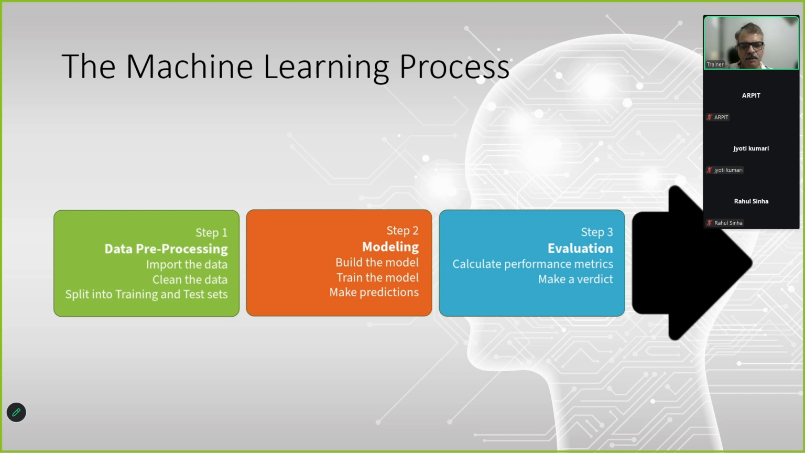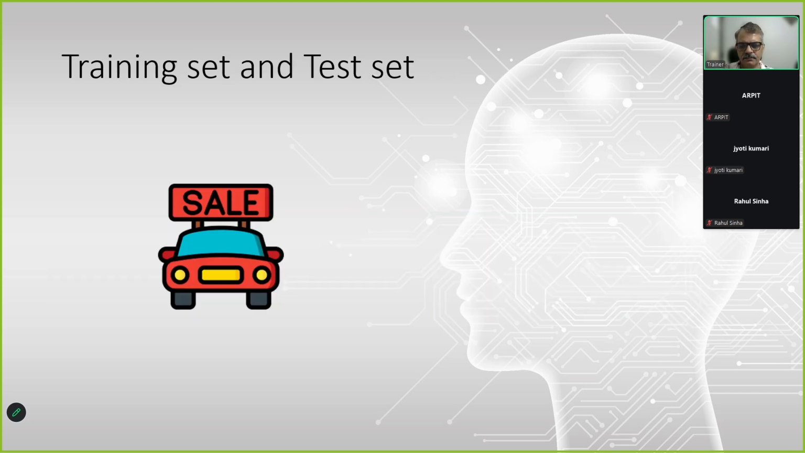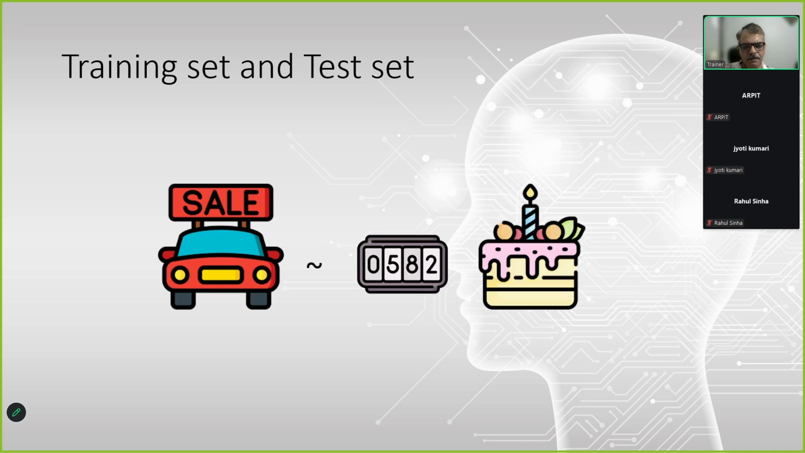Now let's talk about the importance of splitting the data into a training set and a test set. Let's imagine that you are tasked to predict the sale prices of cars, and that is your dependent variable. We will talk about dependent and independent variables in more detail in upcoming sessions. Your independent variables are the mileage of the car and the car's age.